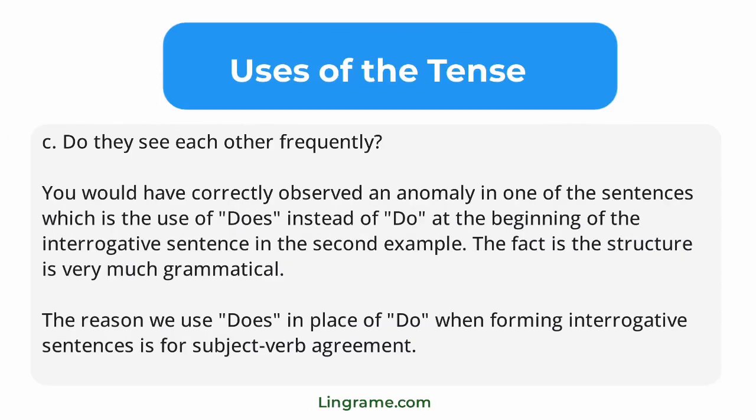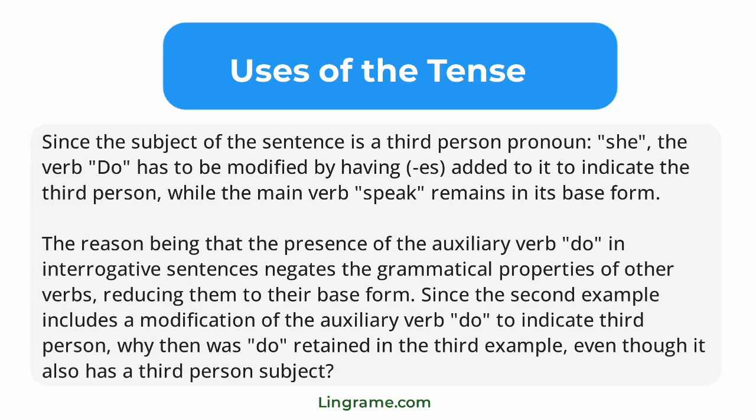You would have correctly observed an anomaly in one of the sentences, which is the use of does instead of do at the beginning of the interrogative sentence in the second example. The fact is, the structure is very much grammatical. The reason we use does in place of do when forming interrogative sentences is for subject-verb agreement. Since the subject of the sentence is a third-person pronoun, she, the verb do has to be modified by having es added to it to indicate the third person, while the main verb, speak, remains in its base form.